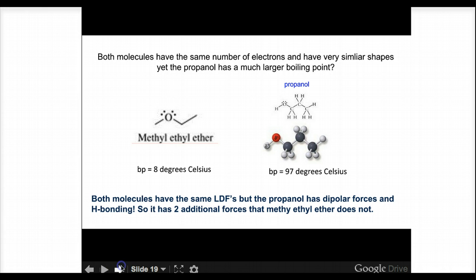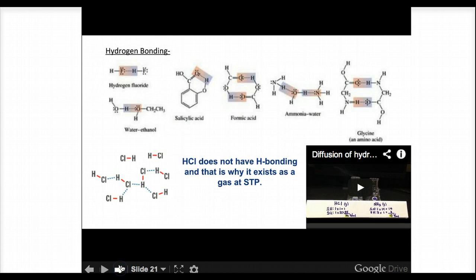So we're looking for electron deficient, and here are some examples. Hydrogen fluoride, you can see salicylic acid, the H to the O, formic acid attracting itself, ammonia and water. That's the reason why they're miscible and they can dissolve in each other.